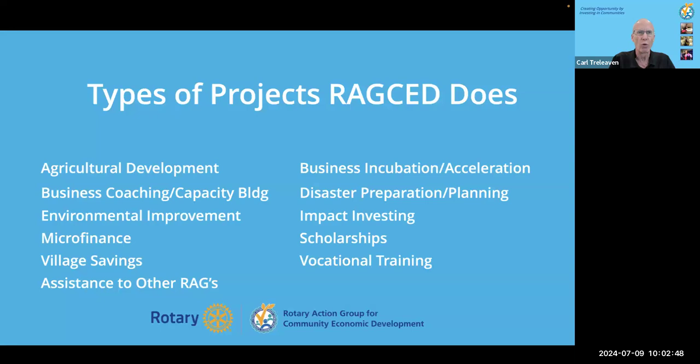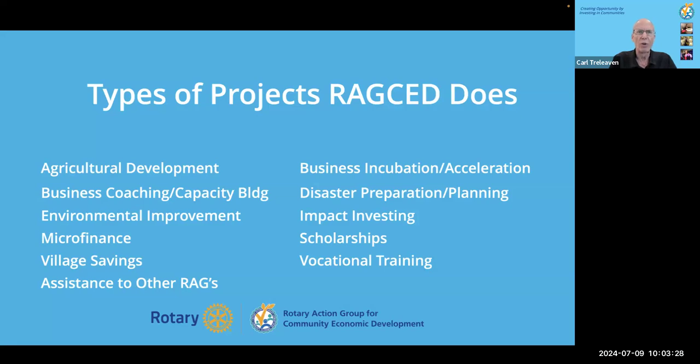Agricultural development. We're also involved with business incubation and accelerating the startup of businesses. We're also involved in coaching of businesses and in capacity building of them. We are involved in disaster preparation. We're not involved in response after a disaster has occurred. That's what the DNA RAG does. But our task is to focus on how to get ready in advance of a disaster. Then we also do work in environmental improvement, impact investing, microfinance, of course, as we're talking about today.